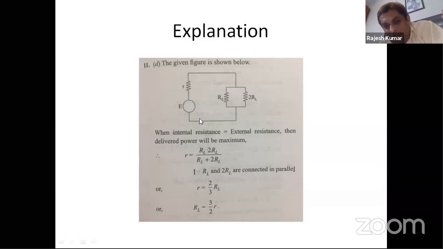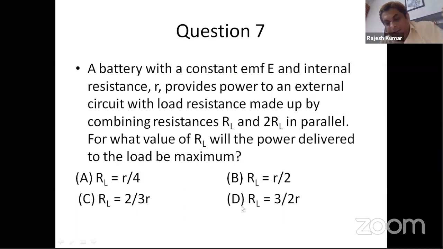If they are the same, r is equal to RL times 2RL over RL plus 2RL, the parallel combination. If you solve it, r will come out as 2 by 3 RL, and RL will come out as 3 by 2 r, which is D. The answer will be D here. That is the load resistance. The maximum power will be transferred to the load from the source only if this condition is satisfied, that RL should be equal to 3 by 2 times r.